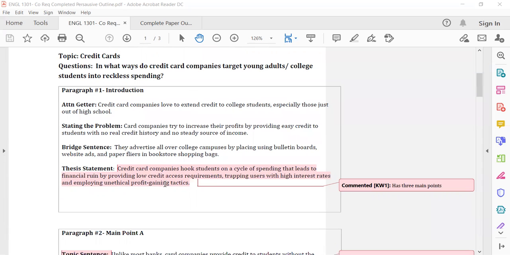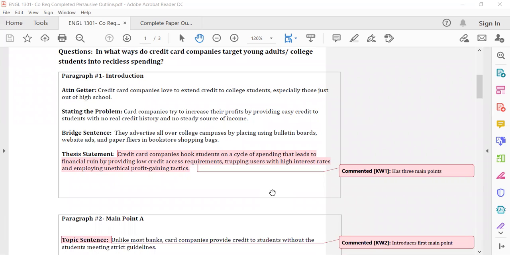Then you see my thesis statement, and I'll read the thesis statement. I state, credit card companies hook students on a cycle of spending that leads to financial ruin by providing low credit access requirements, trapping users with high interest rates, and employing unethical profit gaining tactics. Okay, so within this thesis statement, you will notice it is one sentence put together. It has my topic, which is credit card companies. It has my opinion about credit card companies, which is that they hook students into spending recklessly, and that they could lead to financial ruin if not checked.